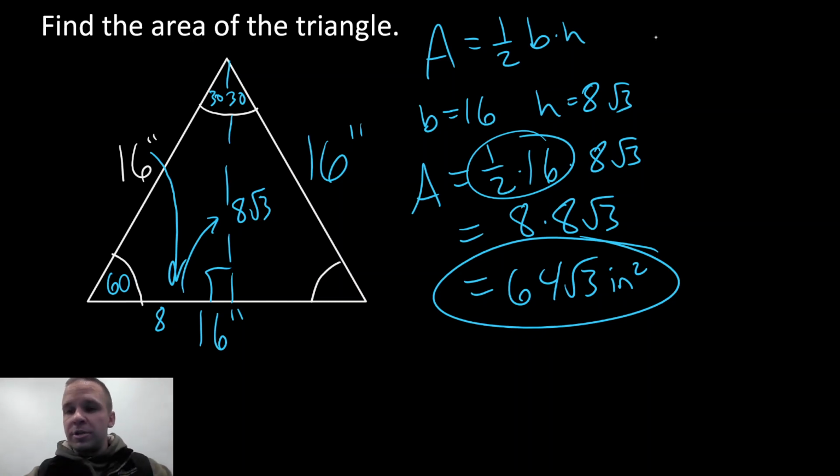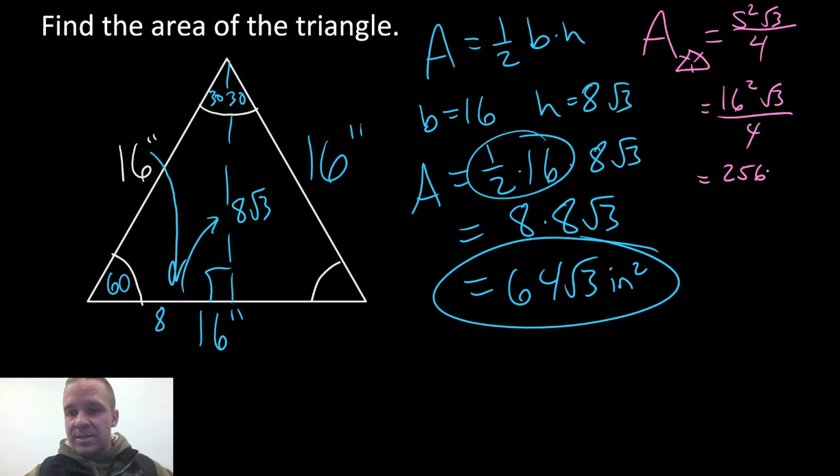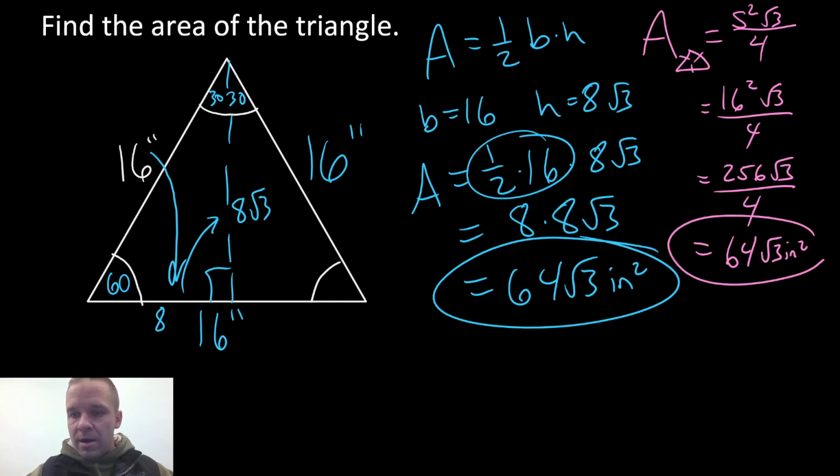Now, I did say that there is another way. There is a special little formula only for an equilateral triangle. Area of an equilateral triangle is side squared root 3 divided by 4. Okay, let's see if that works here, right? This is an equilateral triangle. If I plug in 16 squared root 3 divided by 4, 16 squared is 256. And if I divide 256 by 4, I do get 64 root 3 inches squared. Bango, bango. Same answer.